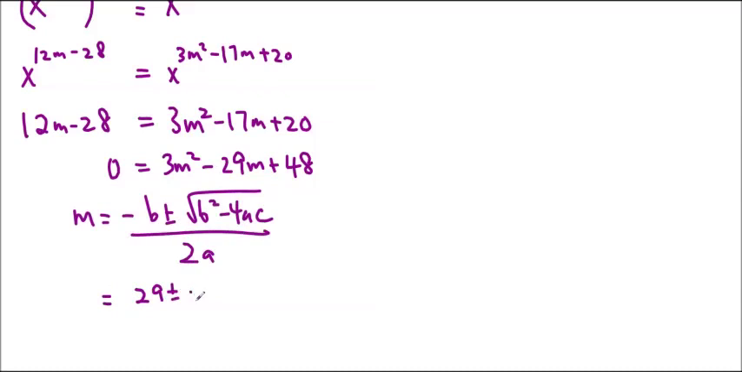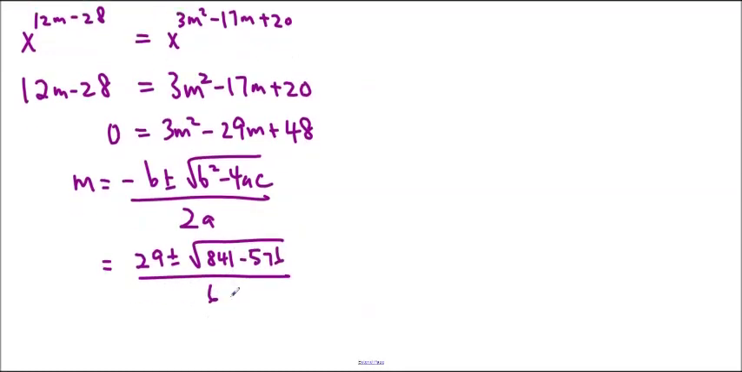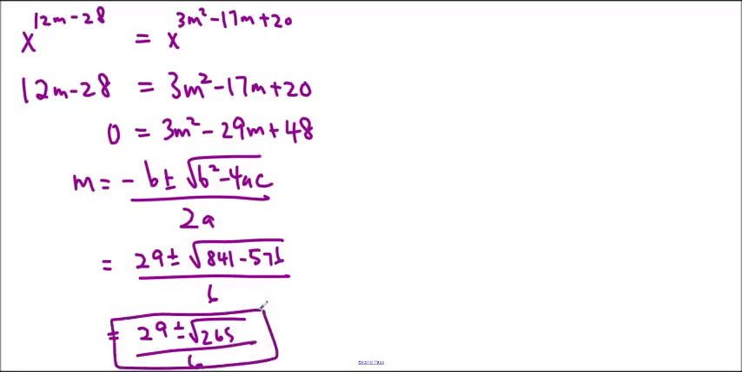29 plus minus the square root of 29 squared, which is 841, minus 3 times 4 times 48, which is 576, over 6. And that ends up being 29 plus minus the square root of 265, I believe. I'm just checking my notes. 265 over 6, and that's not factorable, so that is the answer. Okay, so I just found m.